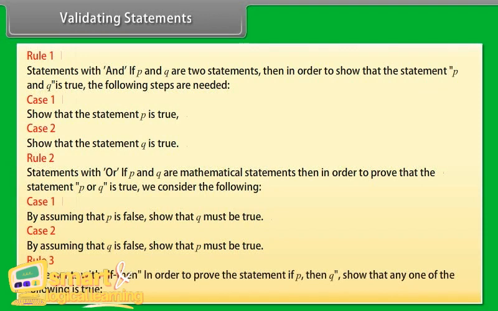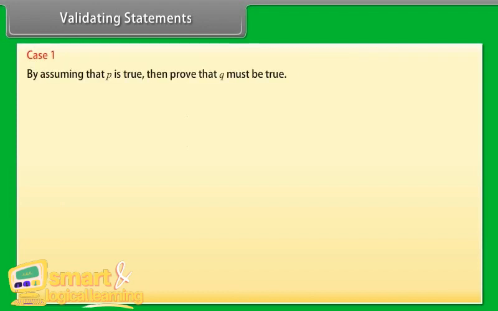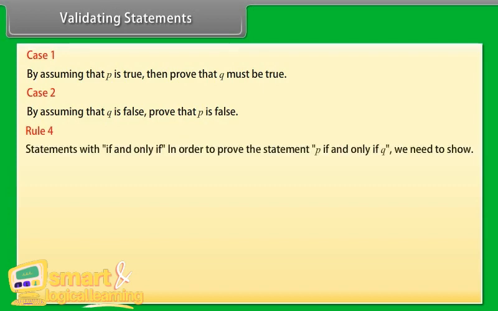Rule 3. Statements with if-then. In order to prove the statement if P, then Q, show that any one of the following is true. Case 1. By assuming that P is true, prove that Q must be true. Case 2. By assuming that Q is false, prove that P is false. Rule 4. Statements with if and only if. In order to prove the statement P if and only if Q, we need to show Case 1: if P is true, then Q is true. Case 2: if Q is true, then P is true.